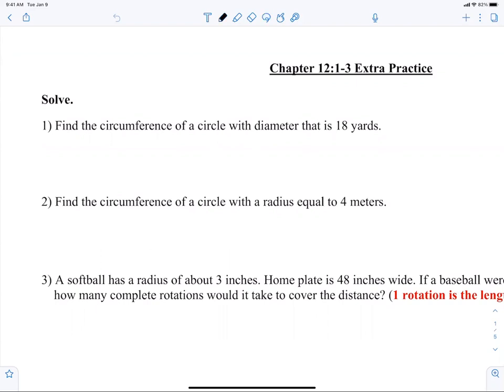Now, starting off, it says find the circumference of a circle with a diameter that is 18 yards. So the first thing you need to do is, I'm hoping you can tell me what the circumference formula is, because you keep writing it. You shouldn't need a formula sheet for that. What is it? Pi times the diameter. Yeah, so right now we're just going to write circumference is equal to pi times the diameter.